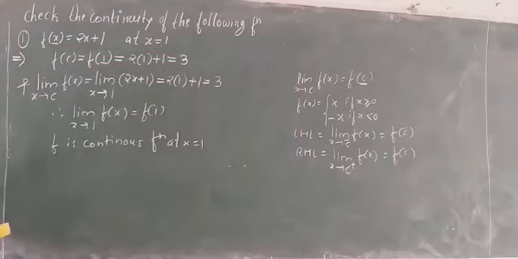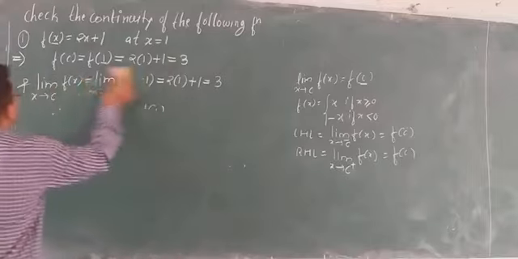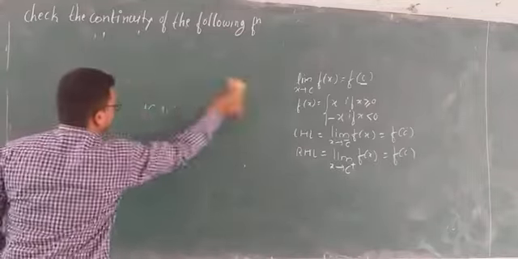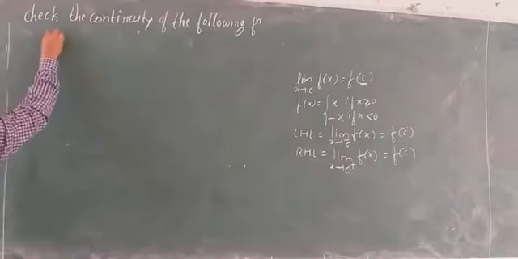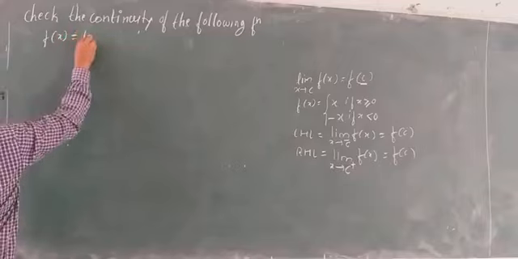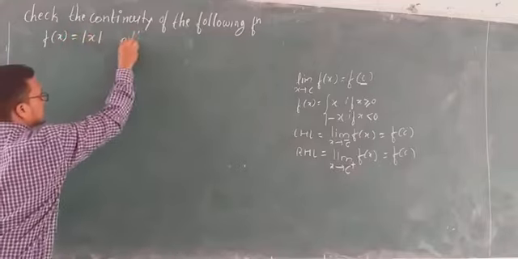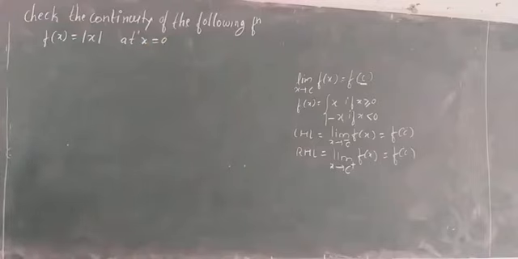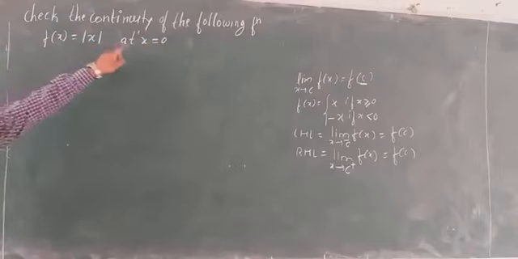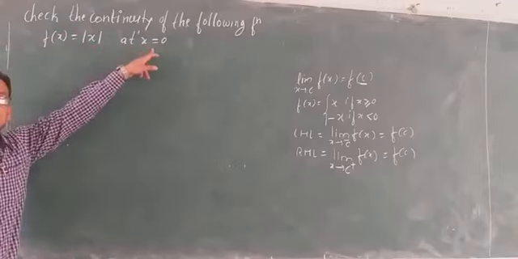Now I will take the second type of example. The example is f of x is equal to mod x at x is equal to 0. So you have to check the continuity of this mod x function at x is equal to 0.